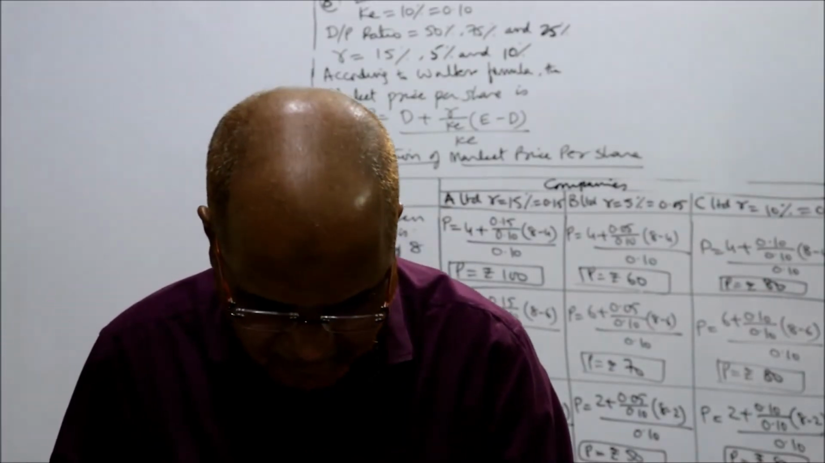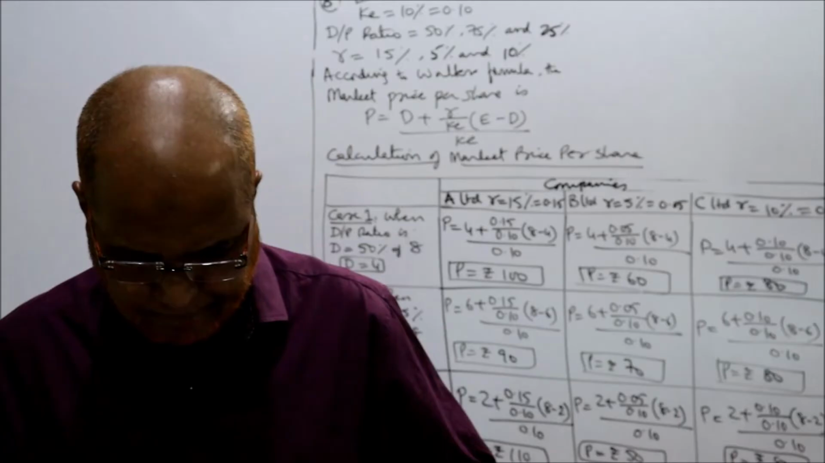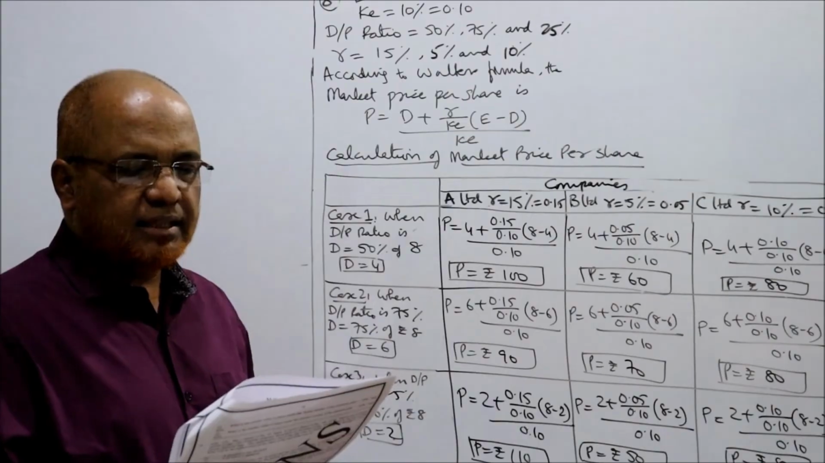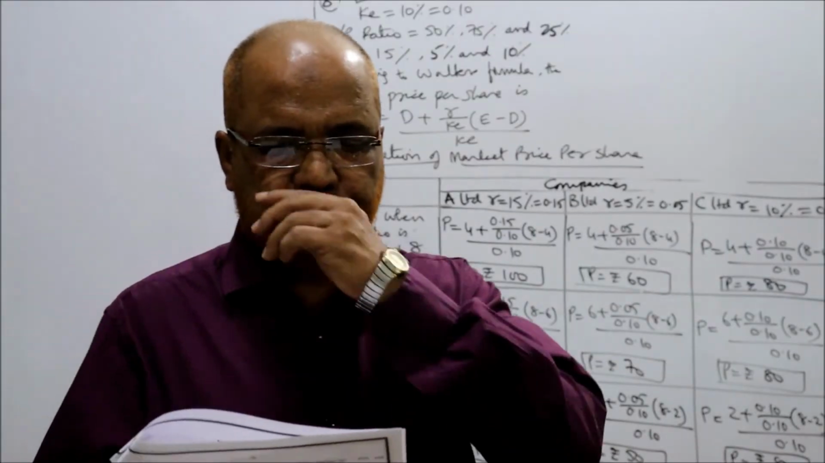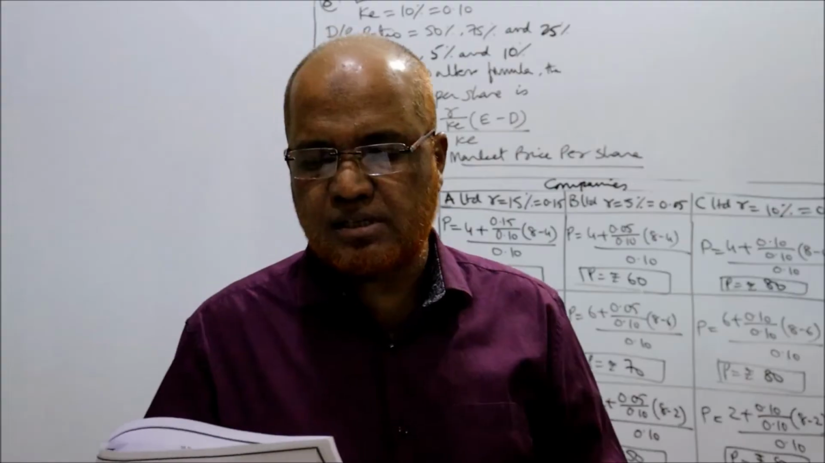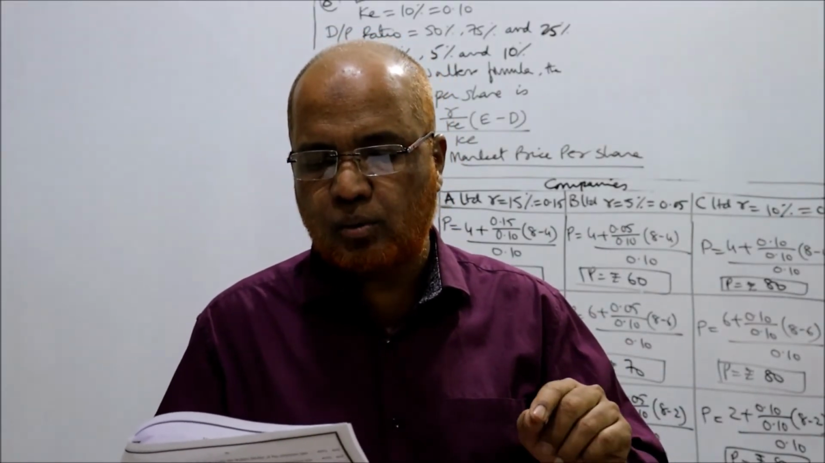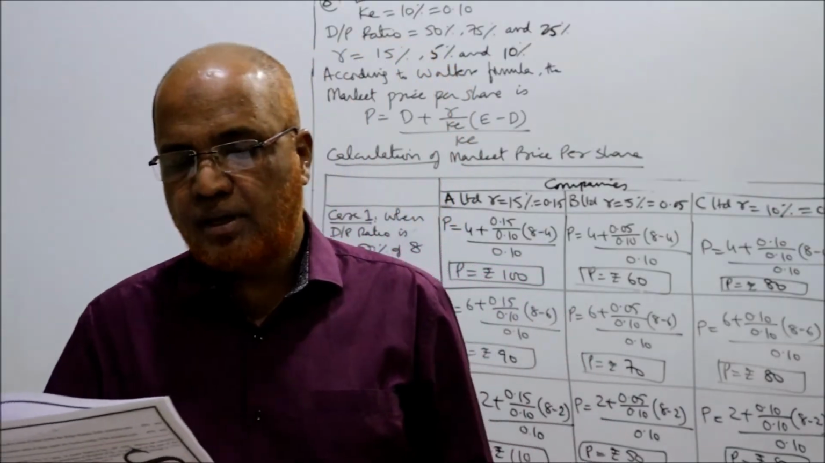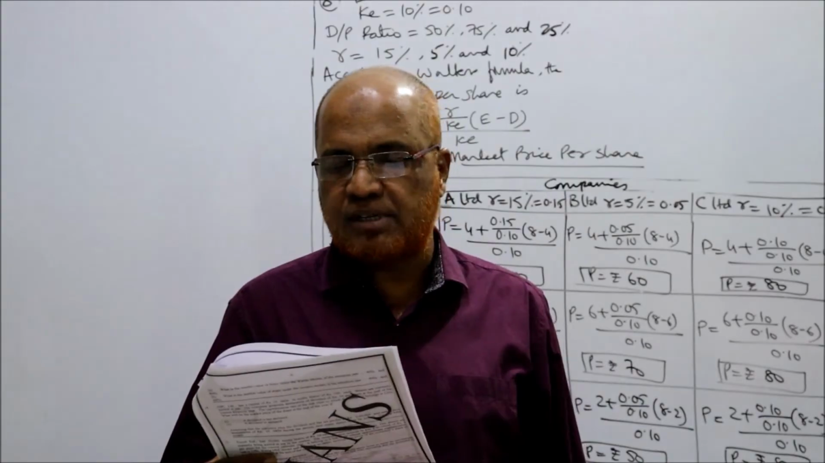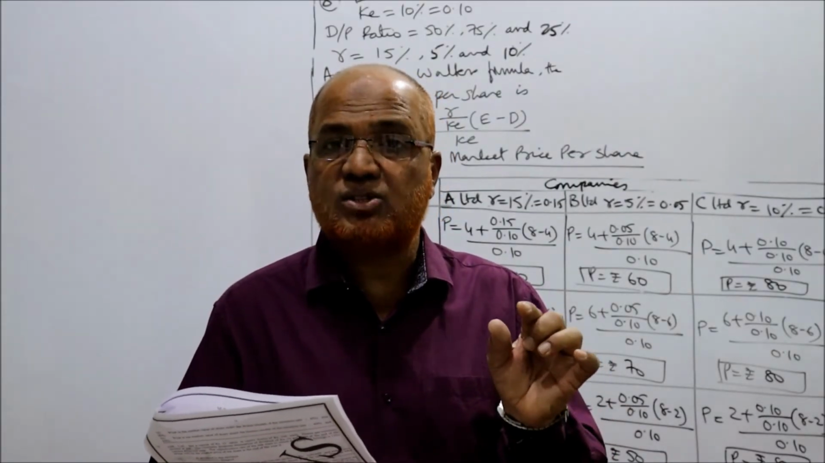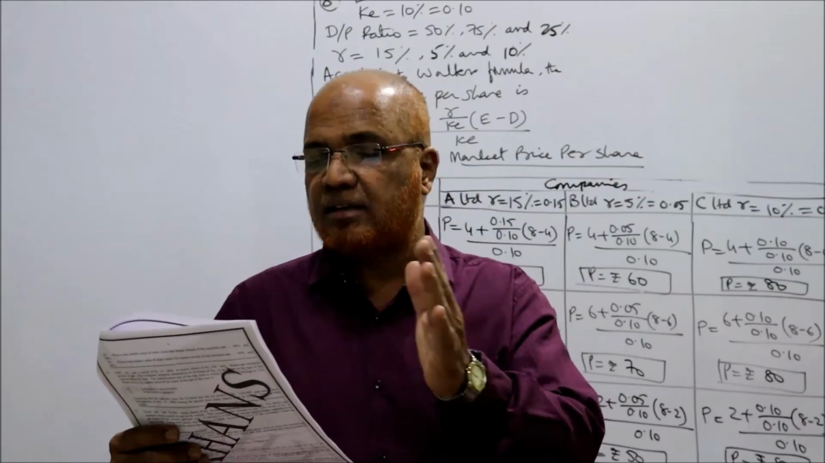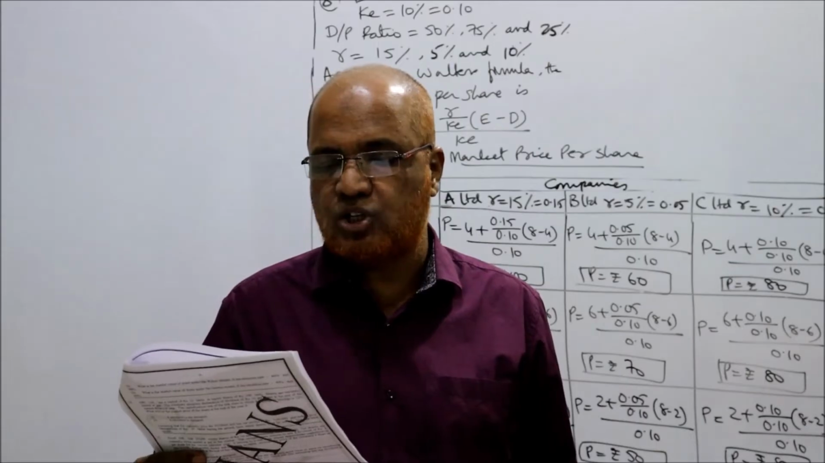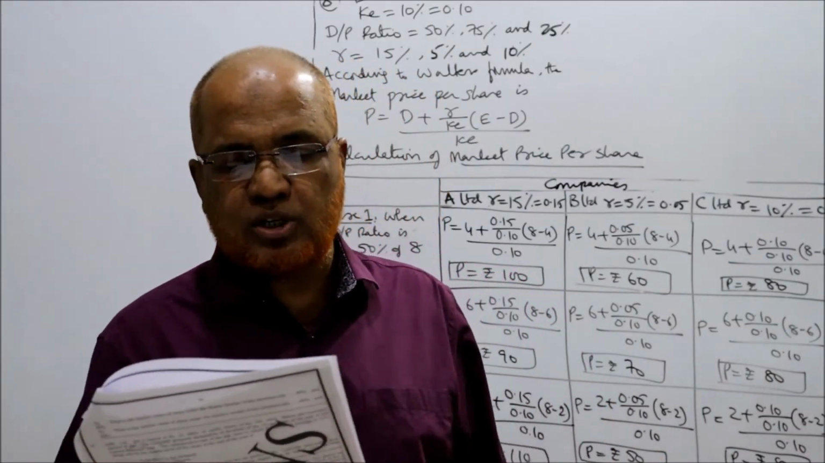Now, see problem number 9. Following are the details regarding three companies: A Limited, B Limited, C Limited. For A Limited, R is equal to 15%. For B, R is equal to 10%. For C, R is equal to 8%. Cost of capital KE is 10%, 10%, 10%. E stands for EPS, earnings per share: 10, 10, 10. Same. You are required to calculate the effect of dividend payment on the value of the share of each of the above companies under the following different situations.